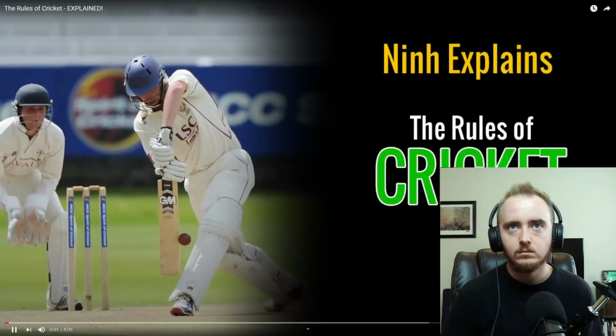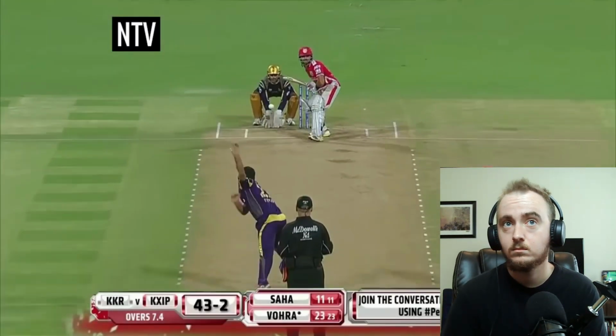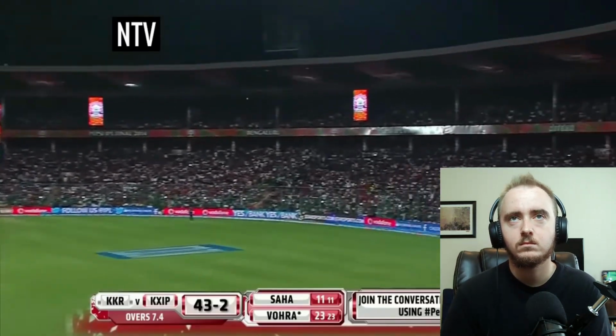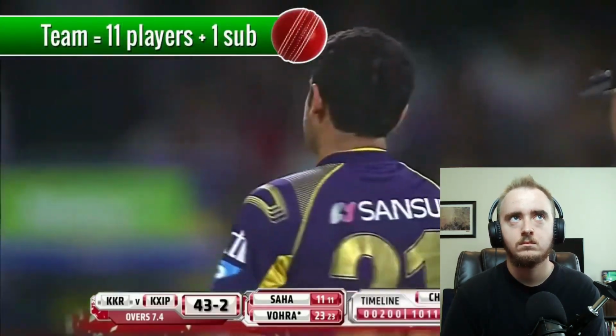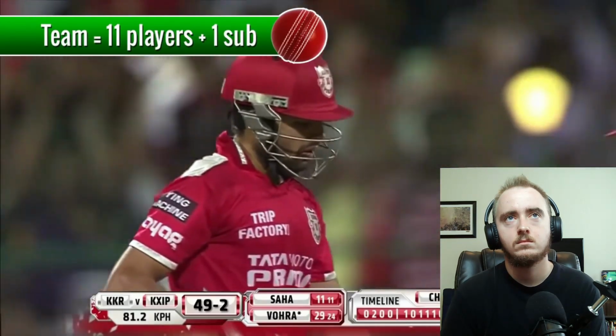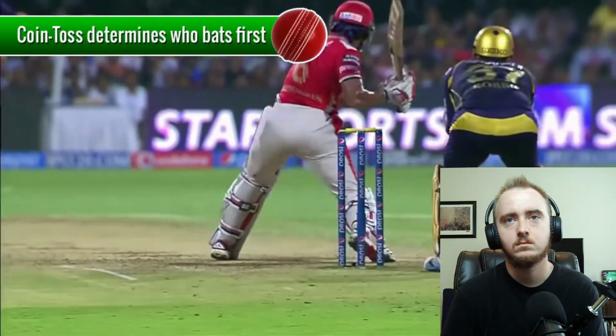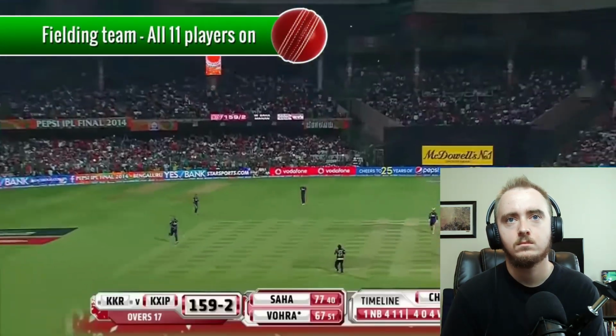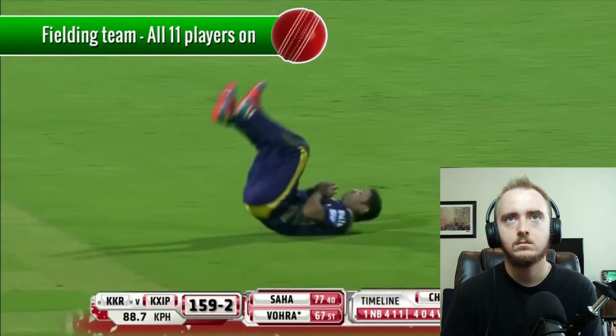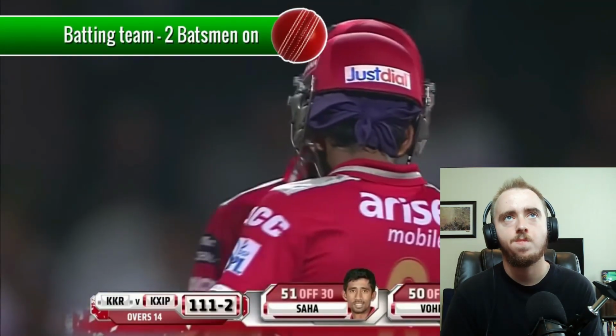Nen explains the rules of cricket. The object of the game is for your team to score more runs than the opposing team. Teams are made up of 11 players, with one substitute in case of injury. At the beginning of the game, a coin toss is used to determine who bats first. The fielding team will put all 11 players on the field, whilst the batting team will send out 2 batsmen.